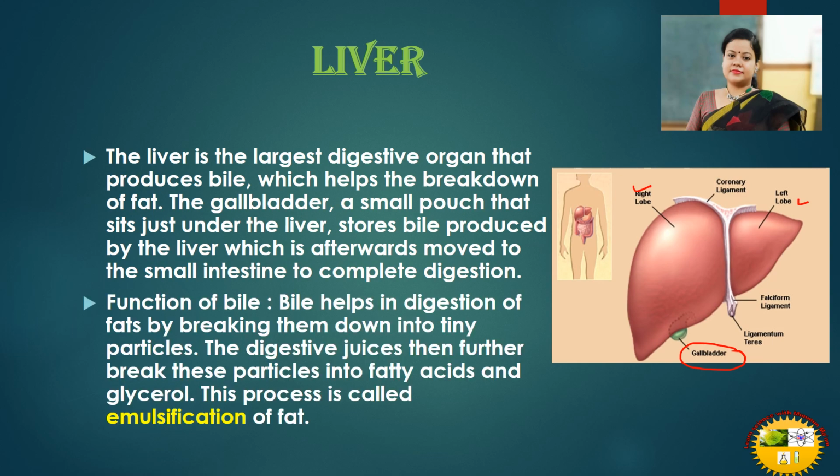Now what's the function of bile? Bile helps in the digestion of fats by breaking them down into tiny particles. The digestive juice then further breaks them down into fatty acids and glycerol. This process is called emulsification of fat. So simply, the function of bile is to break down complex fat molecules into smaller particles to help in easy digestion. Okay.